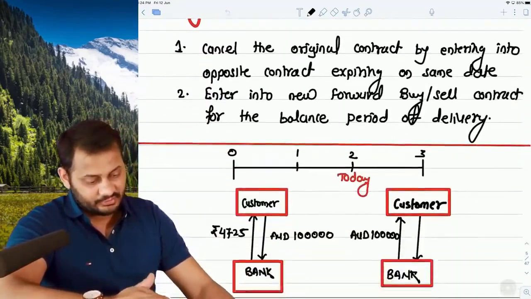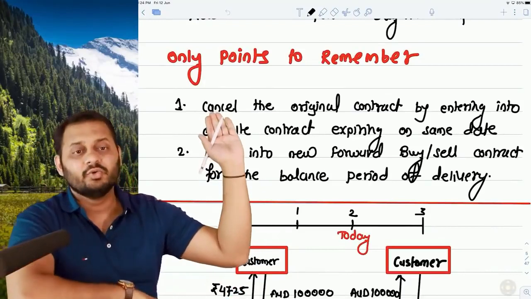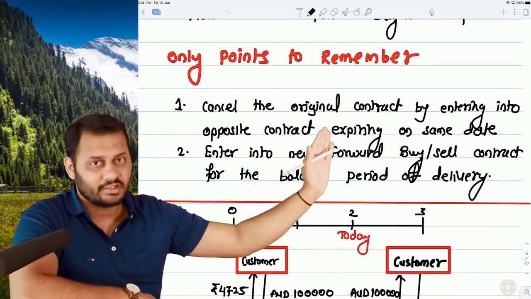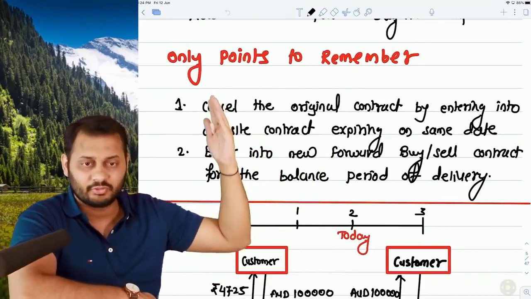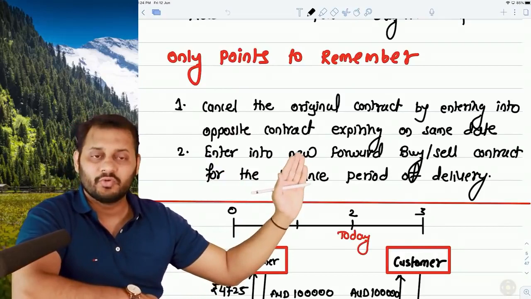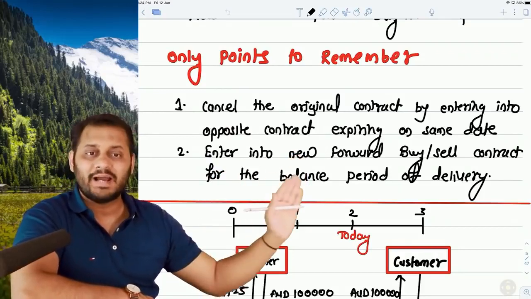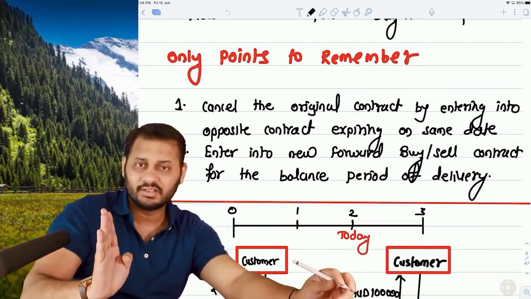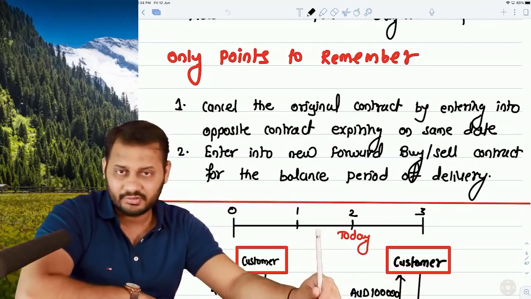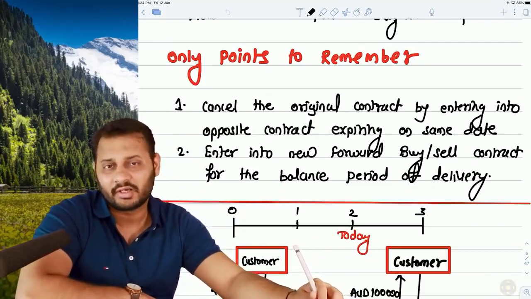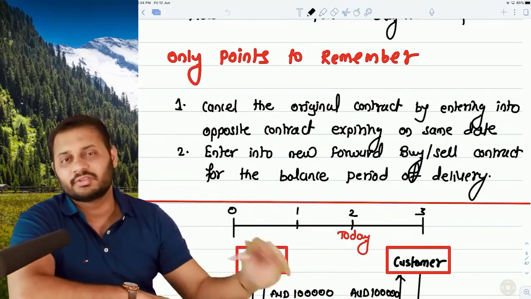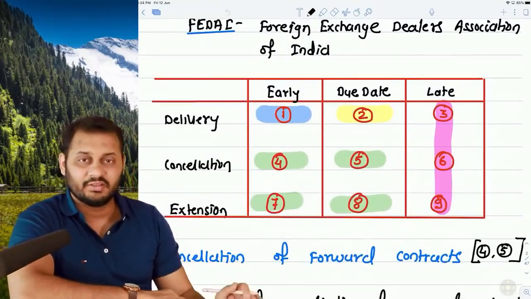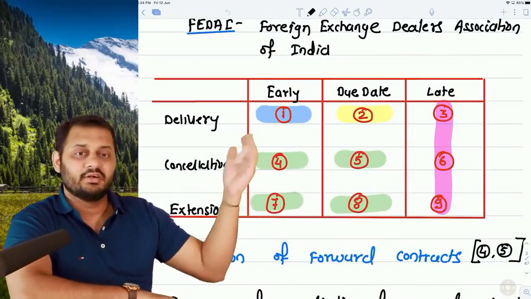Extension on due date. In this case, cancel the original contract by entering into an opposite contract expiring on the same date. This is what we did in the previous part also. Now enter into a new forward buy or sell contract for the balance period of delivery. From that date on which you are cancelling, calculate how much time is left for the delivery in case of the new contract, and for that period you need to take a forward buy or sell. And this part is very easy, my friend. 4, 5, 7, 8. The major issue comes in early delivery.